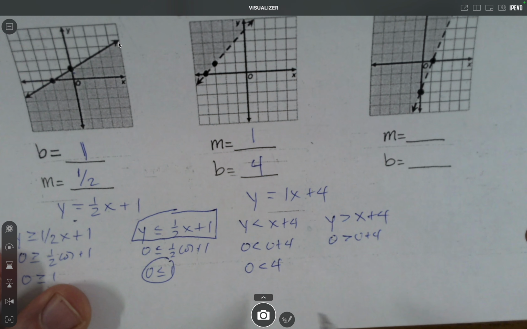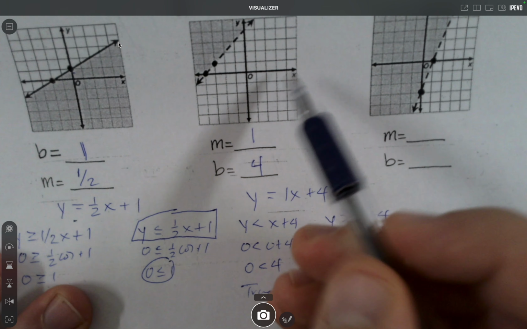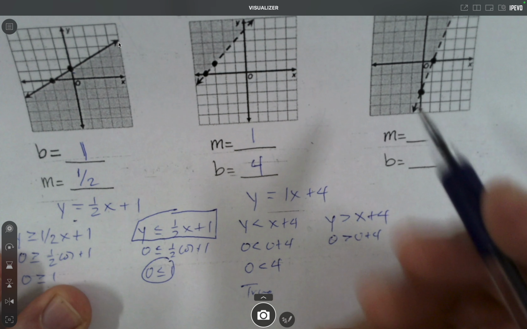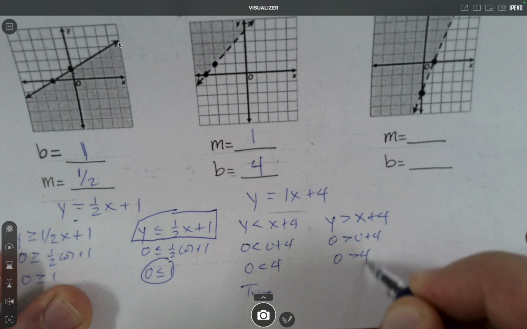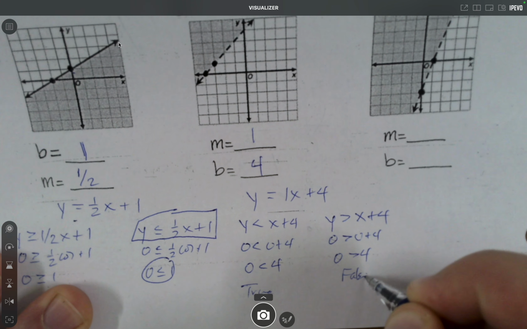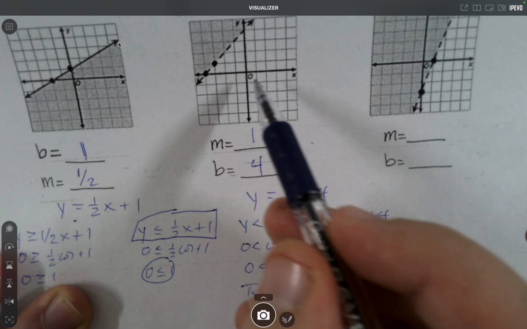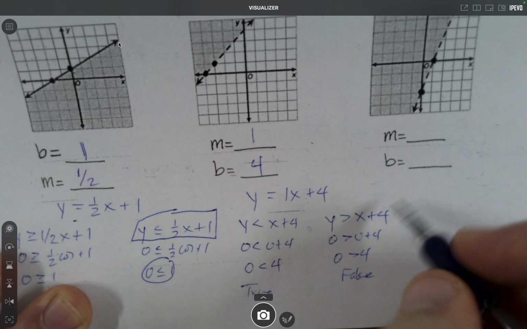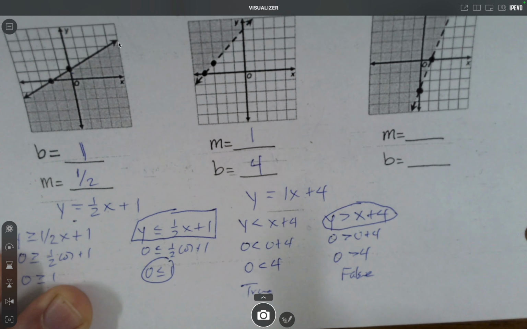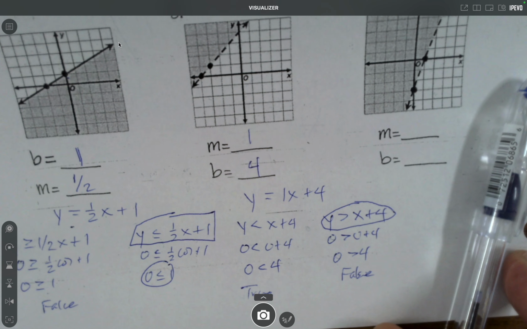Sorry, let me back up. It turns out 0 is less than 4. No, I said that right. Sorry. I'm confusing myself. 0 is less than 4 is true, but we're not looking for one where 0, 0 is true because it's not shaded. 0 greater than 4 is false, so that means that aligns with the inequality they gave us. So y is greater than x plus 4 is our answer.